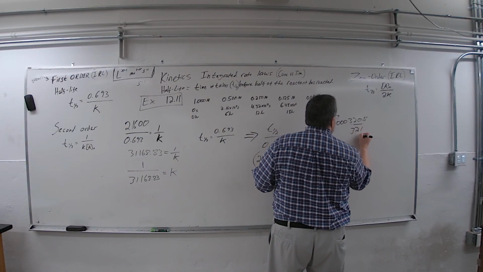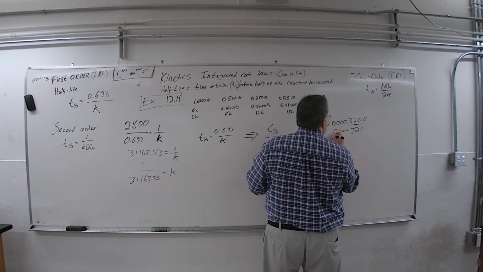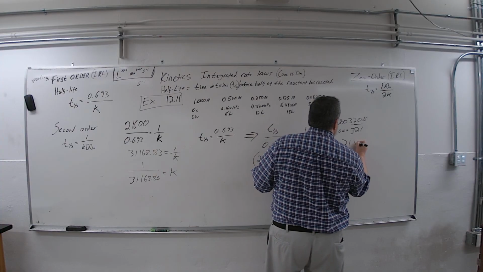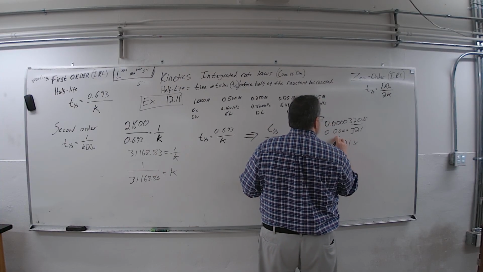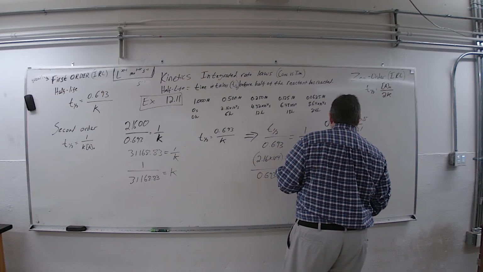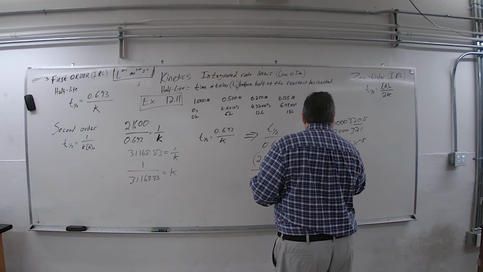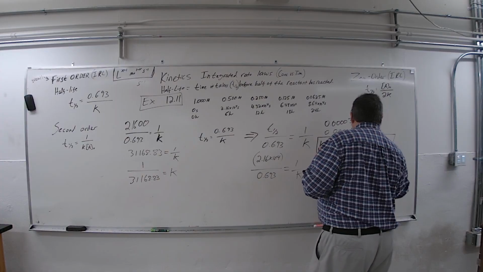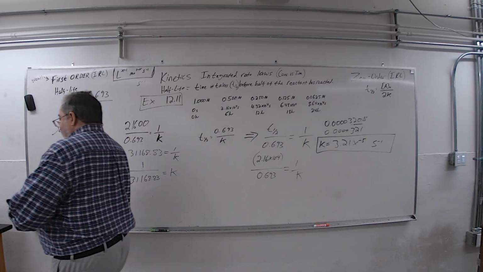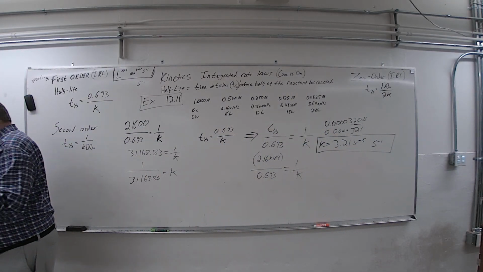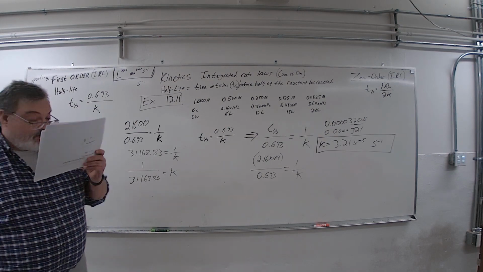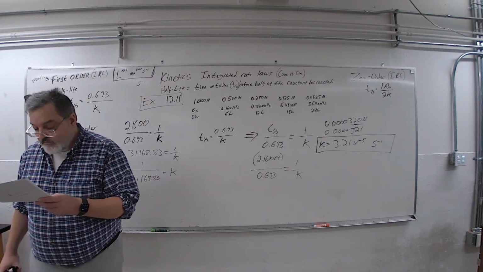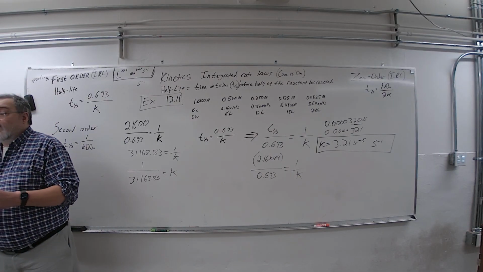So 3, 2, 1. And the answer is probably going to be in the book 3.21 times 10 to the negative 5. K equals that, first order. So they have 3.21 times 10 to the negative 5. Good. So there's a check your learning that you can practice there.